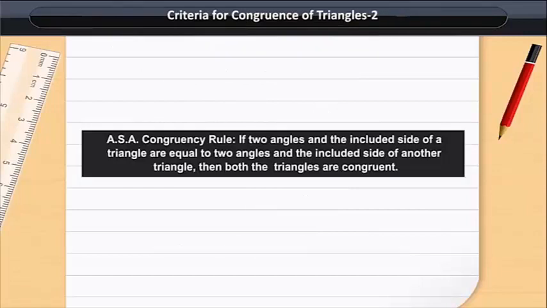ASA Congruency Rule. If two angles and the included side of a triangle are equal to two angles and the included side of another triangle, then both the triangles are congruent.